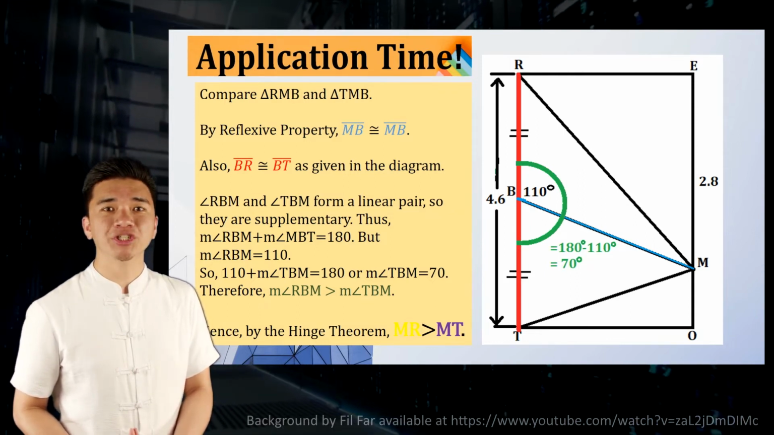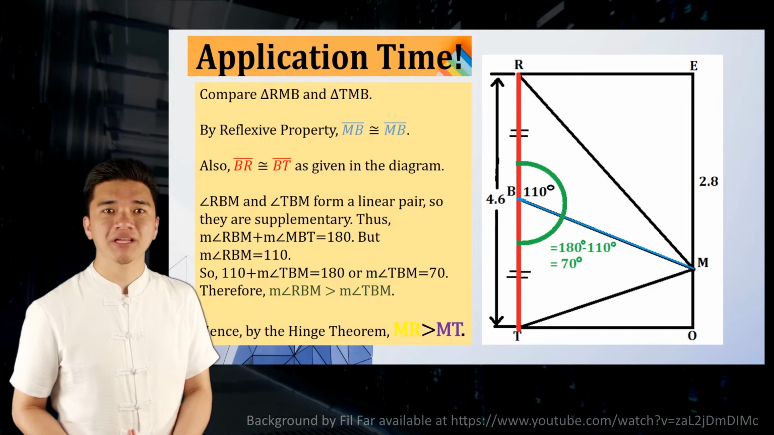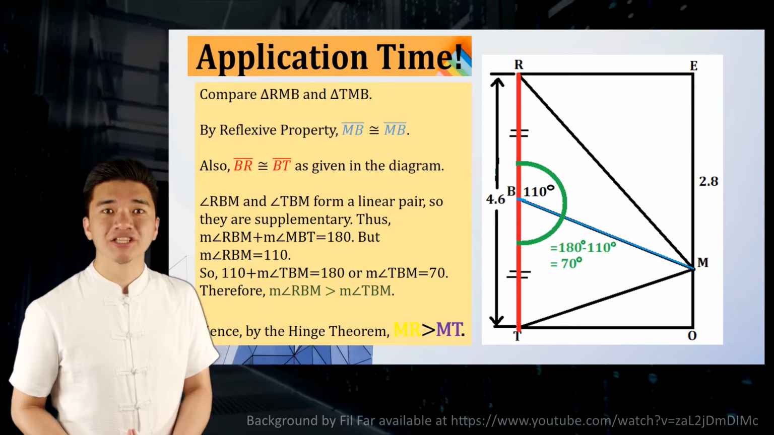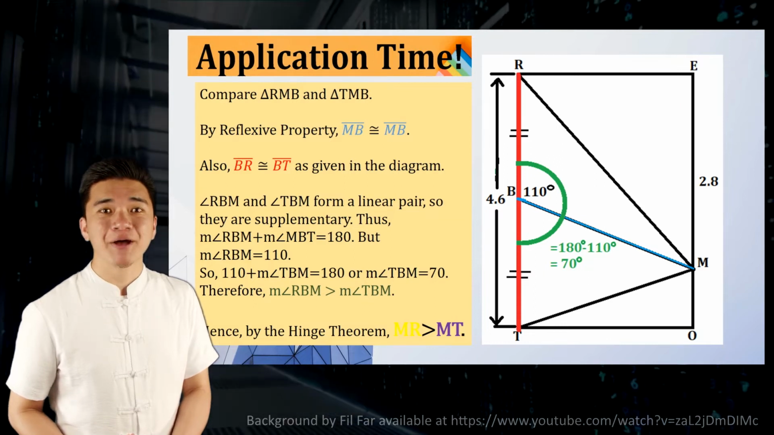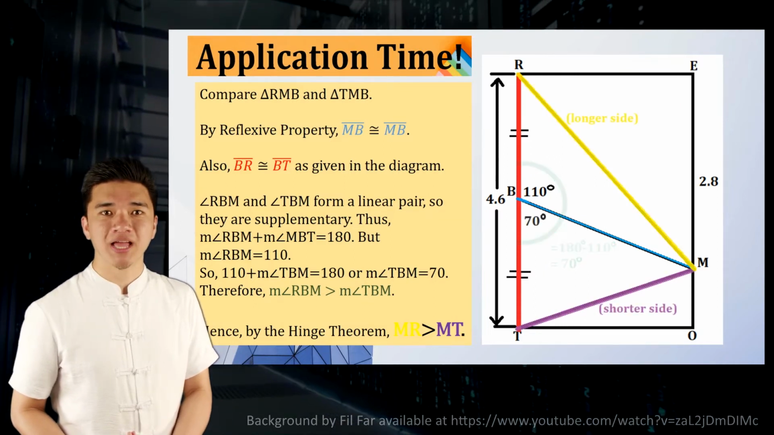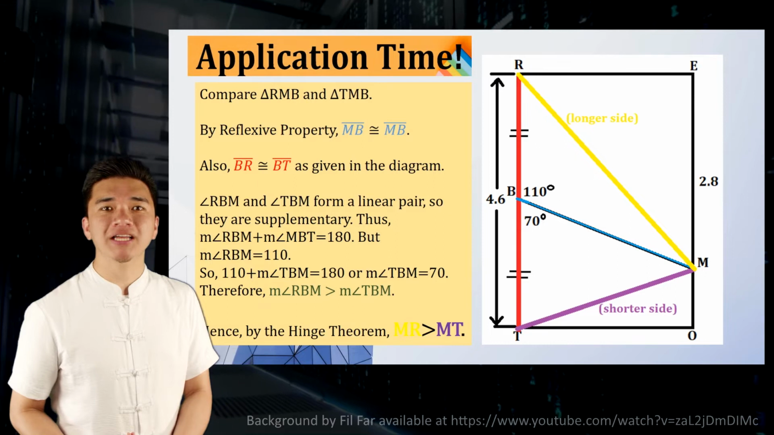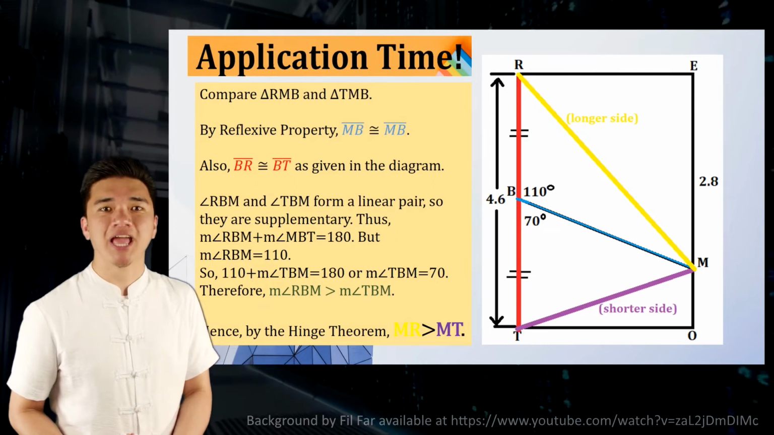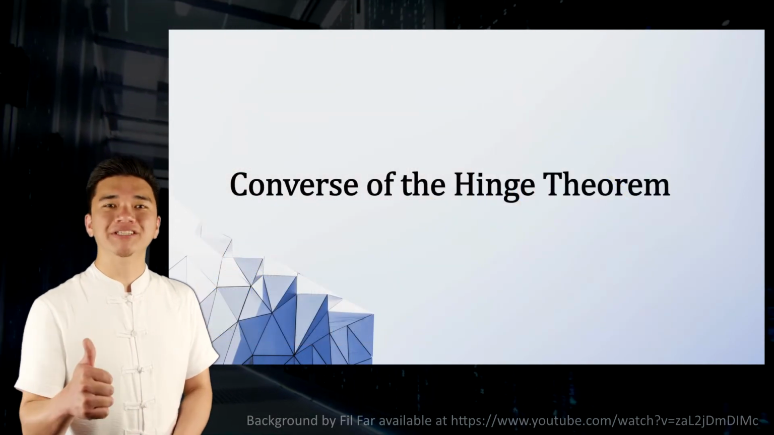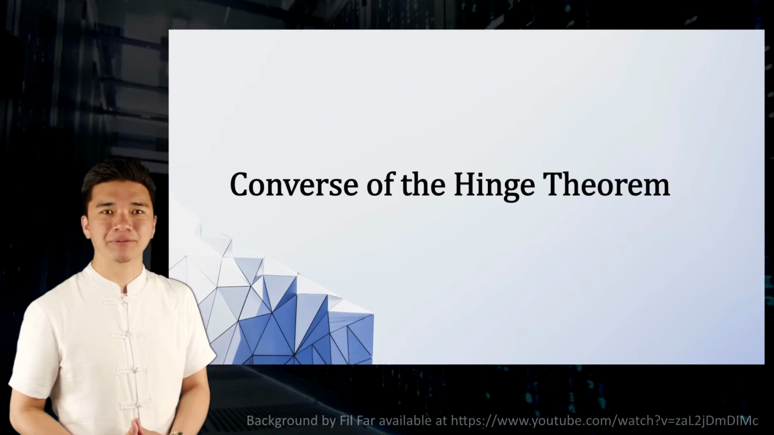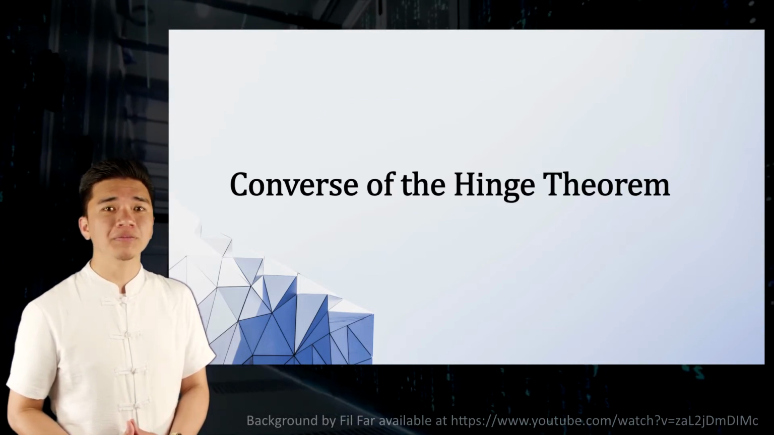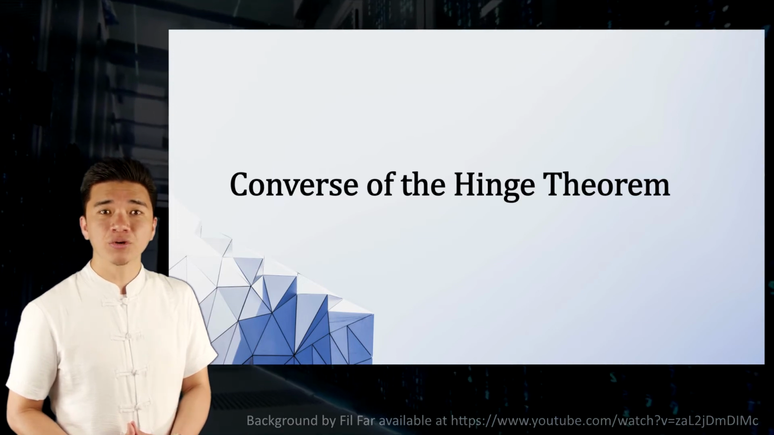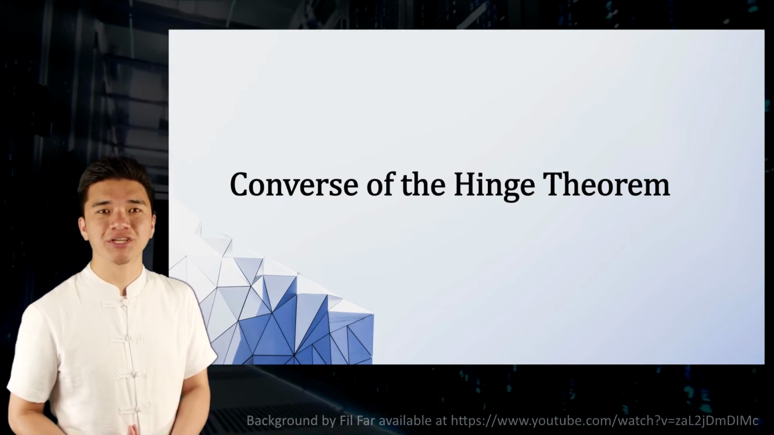Therefore, the measurement of angle RBM is greater than the measurement of angle TBM. Hence, by the Hinge Theorem, side MR is greater than side MT. Very good in keeping up with this example. Transitioning to the converse of the Hinge Theorem will be much simpler since you already understand the Hinge Theorem.